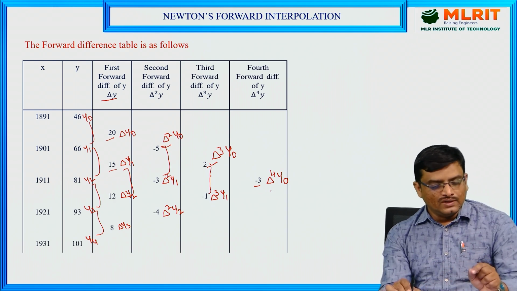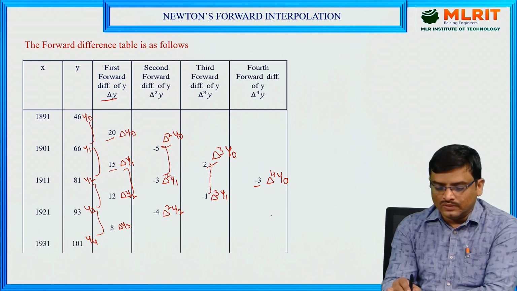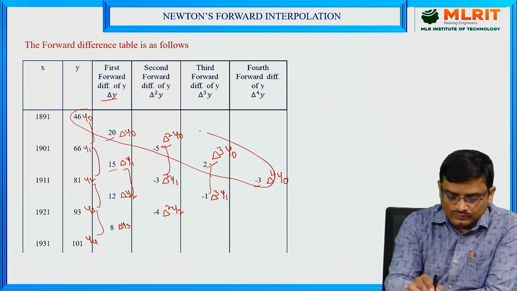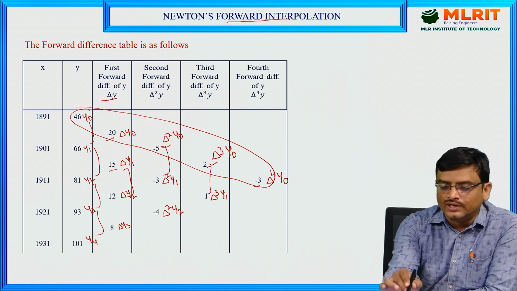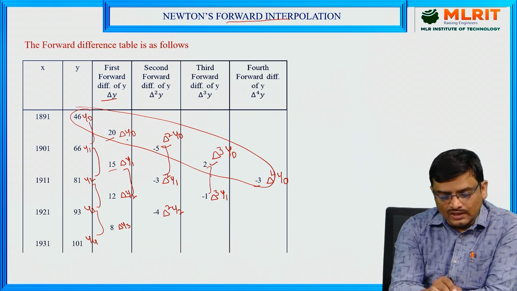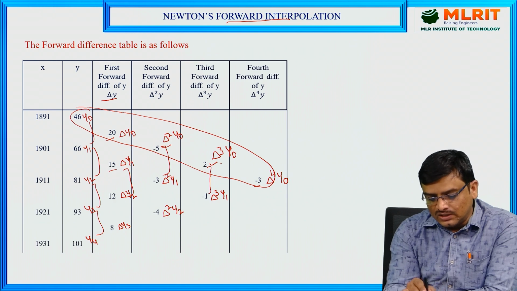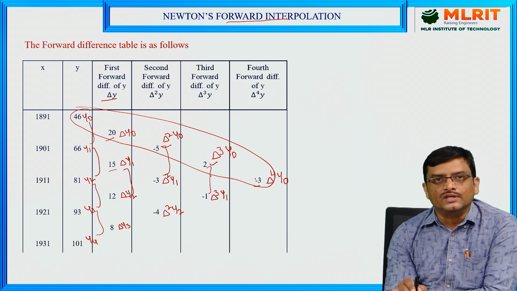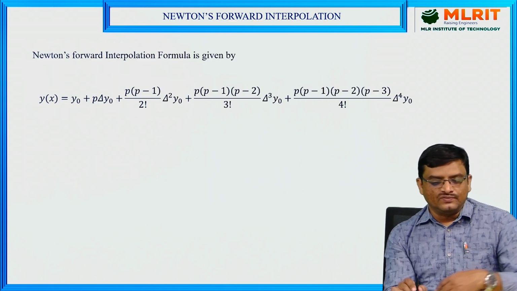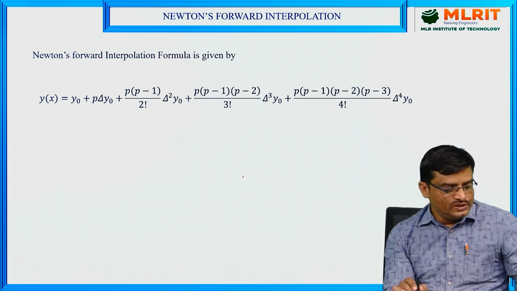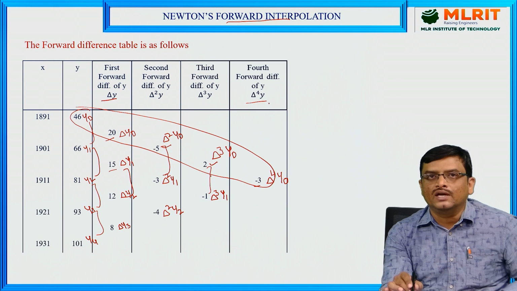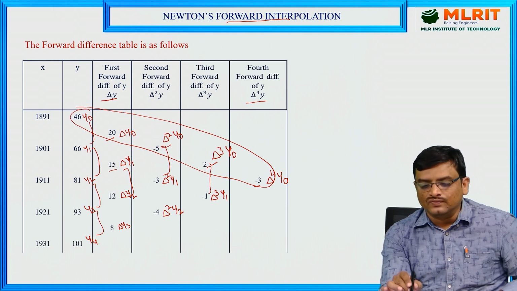Now whatever values we got in the forward difference table, we will use only the first values in those columns in Newton's forward interpolation: y0, delta y0, delta square y0, delta cube y0, and delta power 4 y0. We will use these values from the forward difference table in the Newton's forward interpolation formula. Now we will take the forward interpolation formula. Here, if you observe this table, we have stopped the forward difference table at delta power 4, that is the fourth forward differences.